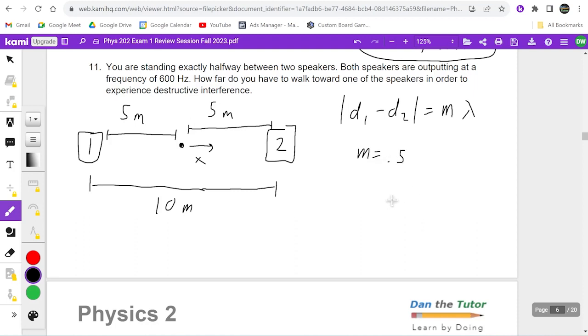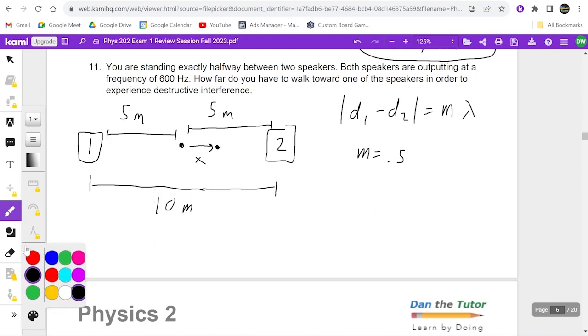And I'm using the lowest value because, if I walk to 1.5, that means I already passed 0.5, and I don't want to pass 0.5. 0.5 is the first place for destructive interference. That's the one I want. So now it becomes kind of like an SAT question, because you have to figure out what D1 is. I'm going to give you a hint, because we're standing here now.